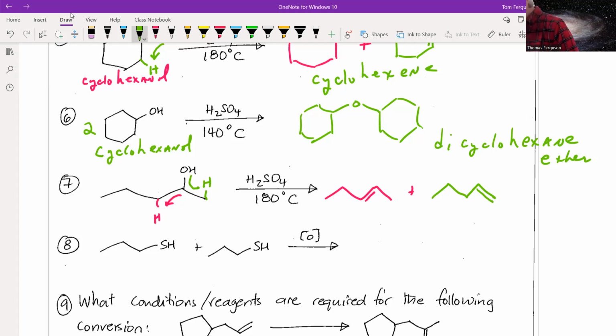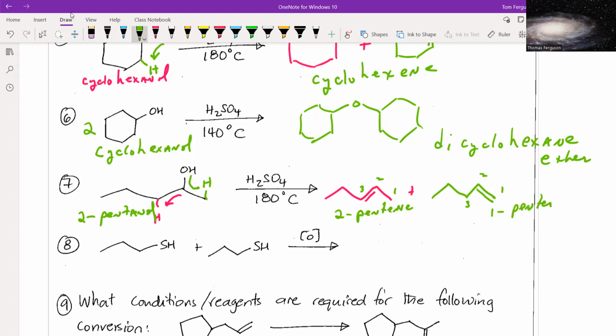So it's going to be 2-pentanol. And this is going to be 2-pentene. And this will be 1-pentene. Which is more stable, left or right?